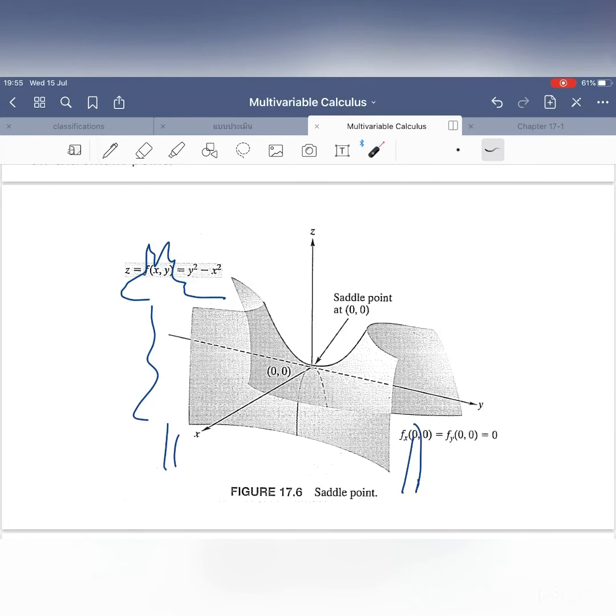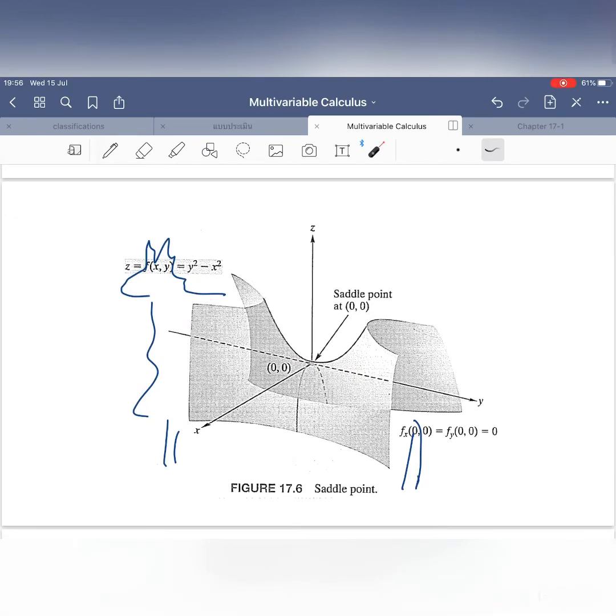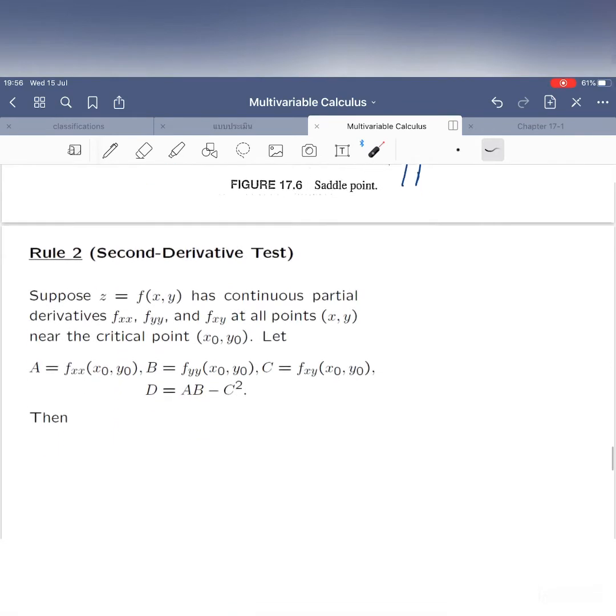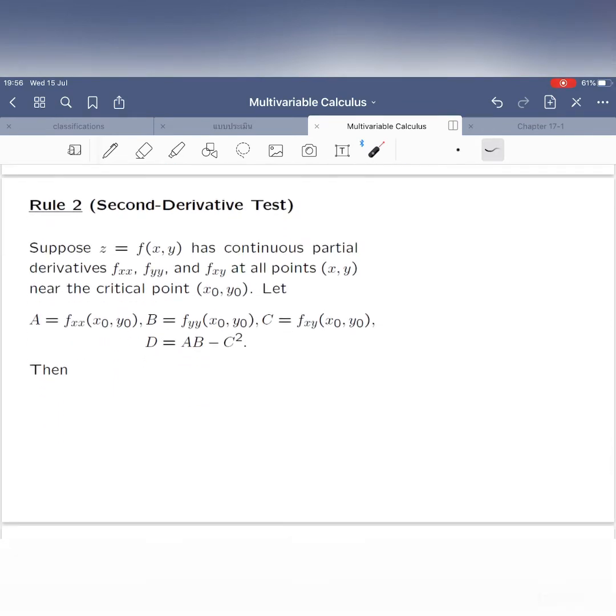And at this saddle point, of course, both f sub x and f sub y equal 0. So it will be one of the critical points, but it gives you nothing, not maximum, not minimum. So of course, you need to have the test. After you find your critical points from f sub x and f sub y equal to 0, you need to have the test.